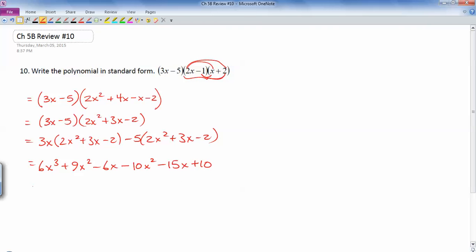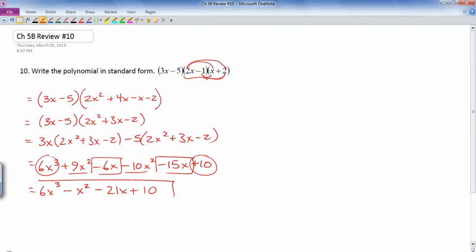And now we've got to combine like terms. The biggest power is a 6x cubed. Then I've got a 9x squared minus 10x squared, so minus x squared, 1x squared. Then I've got a negative 6x and a negative 15x, so that's a minus 21x. And then I just have plus 10 floating around at the end here. So there is that polynomial in standard form.